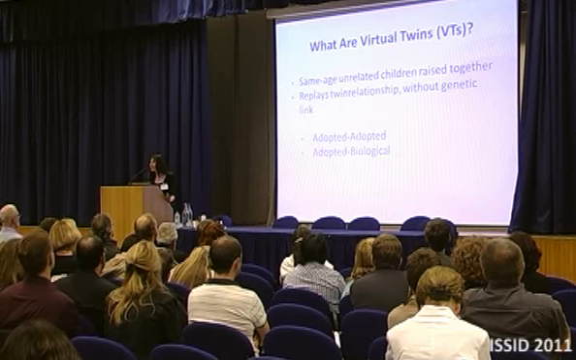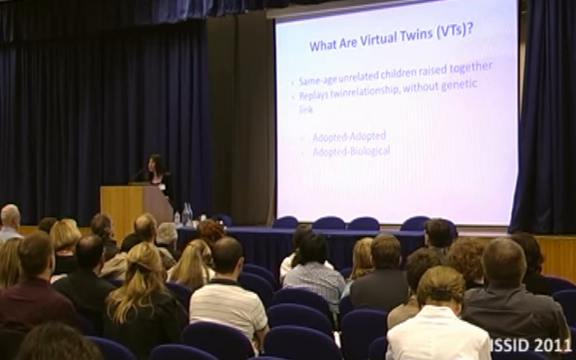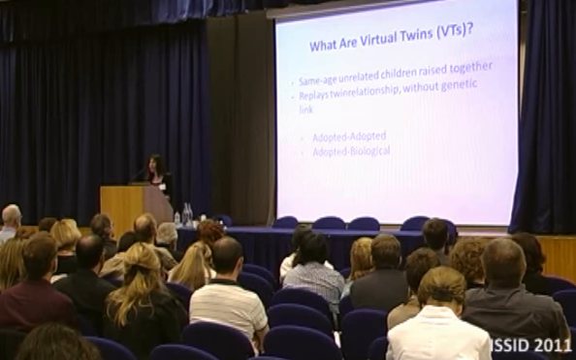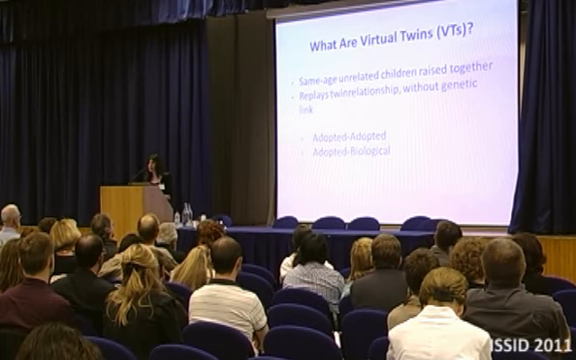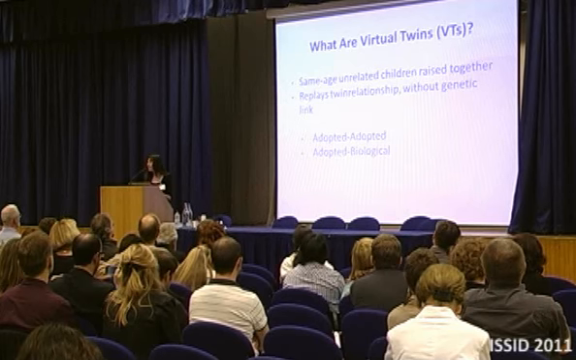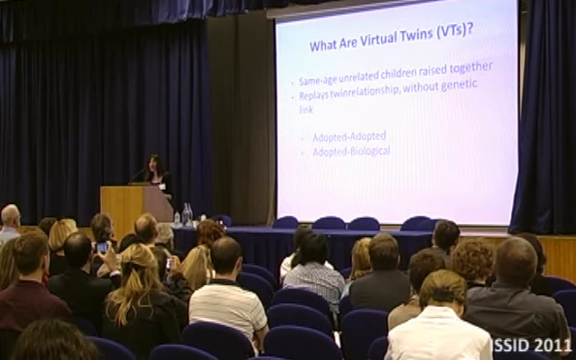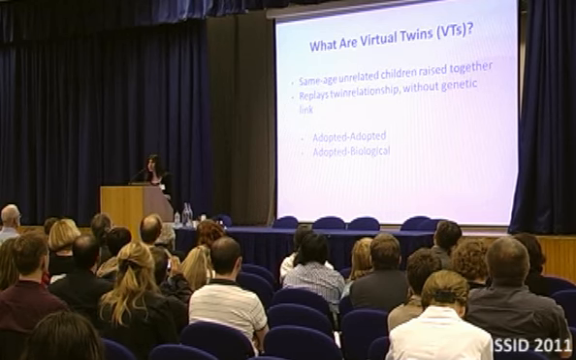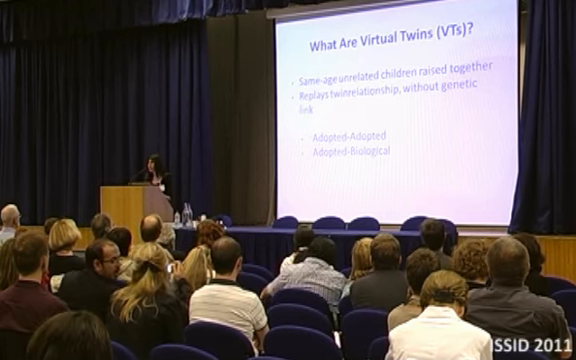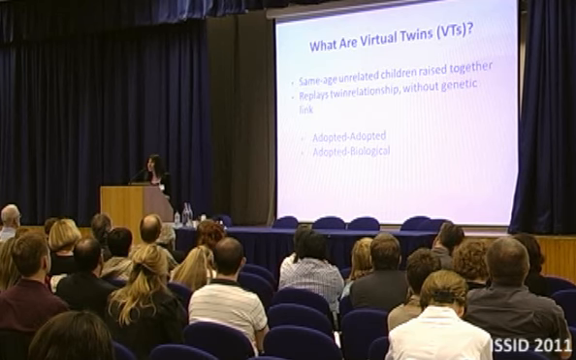So first of all, what are virtual twins? These are same-age, unrelated children raised together. And what they do is they replay the twin relationship without the genetic link. So they give us a pure estimate of environmental influence on behavior. They come in two varieties. They can be two adopted children who come into the family at the same point in time, or one adopted child and one biological child that's been in the family.